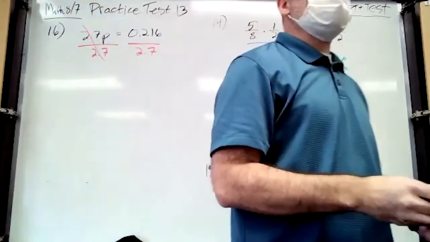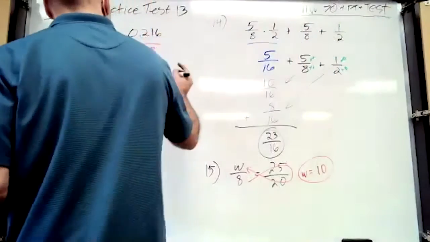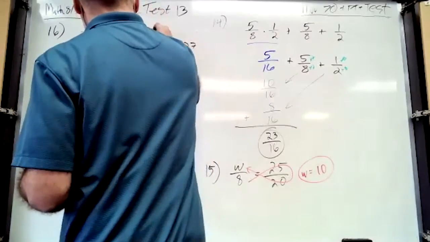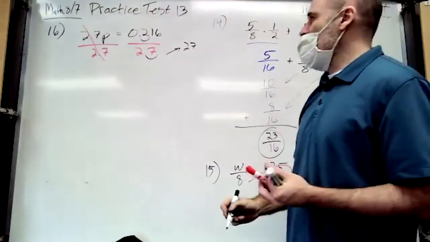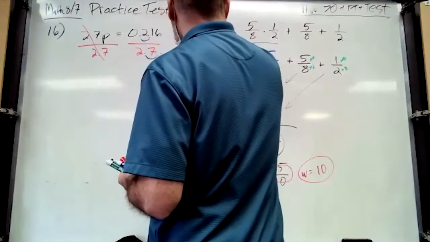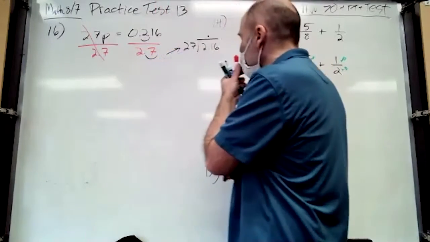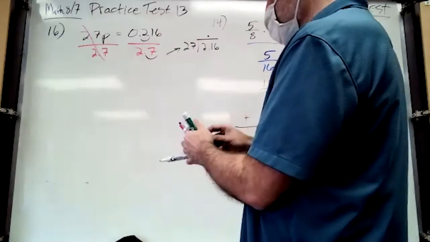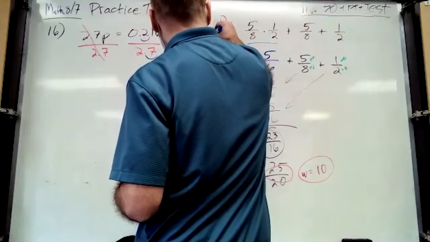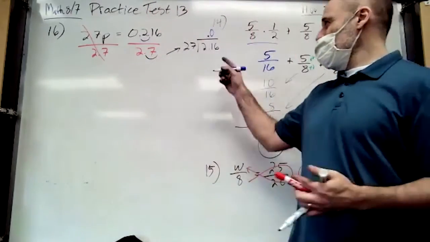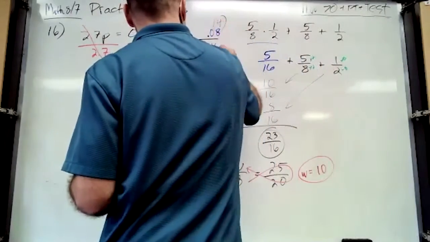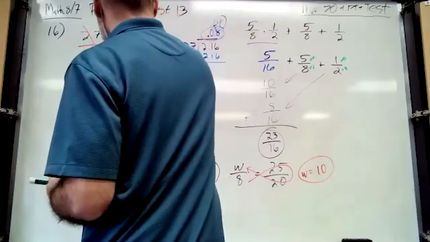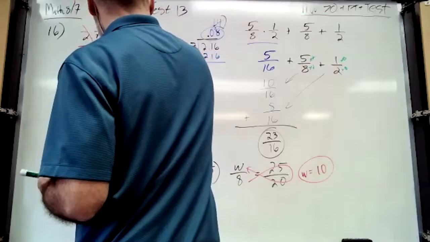Okay, so how do you divide by 2.7? You can't, right? So you got to move that decimal over one place, and you can do it right here. So you can go 27 into 2.16. So how many times is that? It doesn't go into 21, so I have to put a 0 there. But it goes into 216 maybe 8 times. Yep. So 0.08. So p equals 0.08. Who knew?